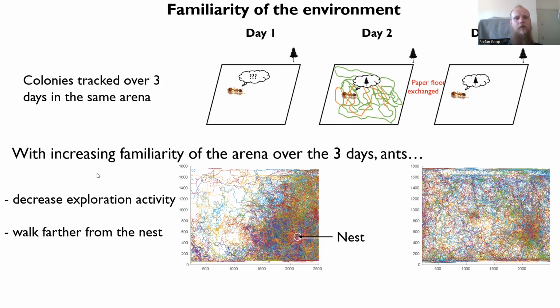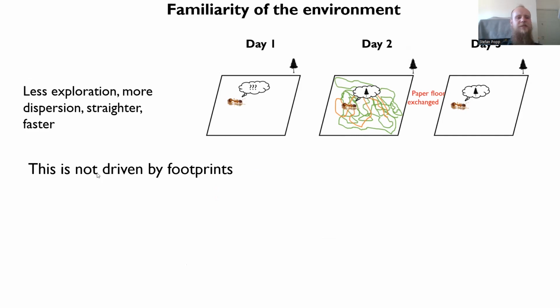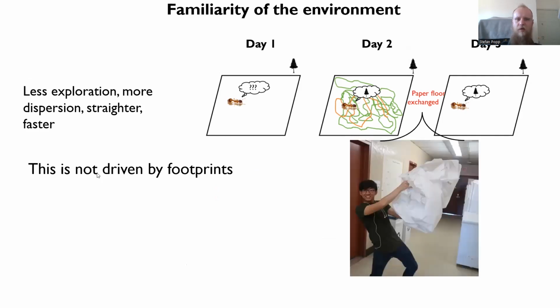So there are fewer ants out on the 3rd day, and they walk farther away from the nest. So the tracks here are more spread out on the 3rd day. And the ants also walk faster, and they walk straighter with increasing familiarity. And all of this is not driven by footprints because we exchanged the paper floor between the 2nd and 3rd day, and we are still seeing the same tendency of increasing straightness and so on from the 2nd and 3rd day.